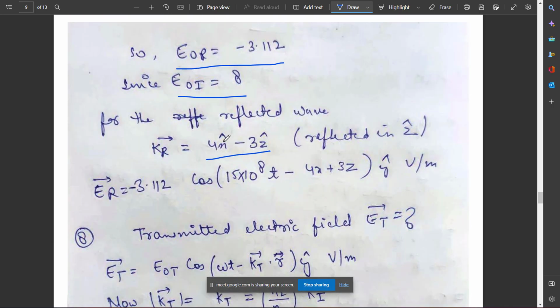Here kr is equal to minus 4 plus 4x minus 3z. It's reflected in z direction, right? So that will be negative. So our Er will be, we have found out the amplitude, we know the direction of propagation, we'll put it and we will get this value. ठीक है?